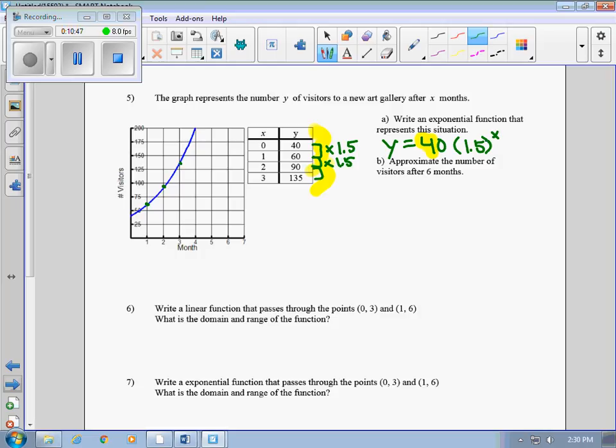In B, we're going to approximate the number of visitors after 6 months. So after 6 months is where our x is going to be. That's our x that we're going to be entering, that 6. So we have our y equals 40.